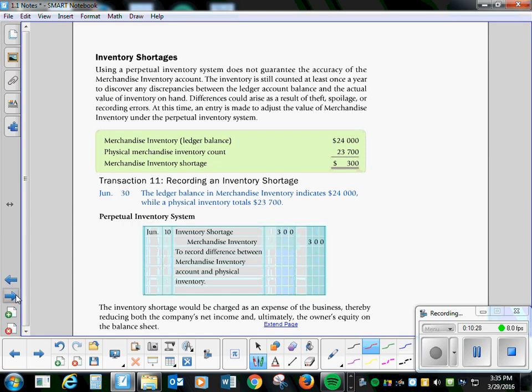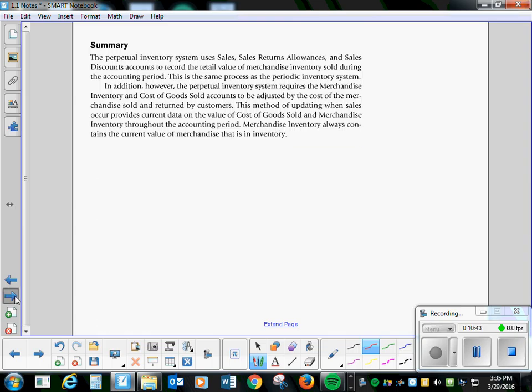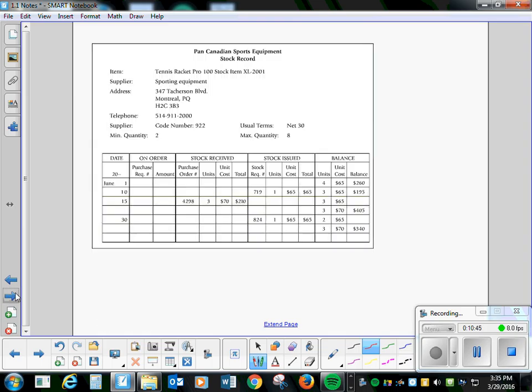Sometimes you have inventory shortages where you count it up, you do an inventory and it doesn't match. So you're going to use something called an inventory shortage. So it would look like this. This might be a form that you would use to actually take your stock, go and look to see exactly what you have and how many you have of each and what the cost of each one is.